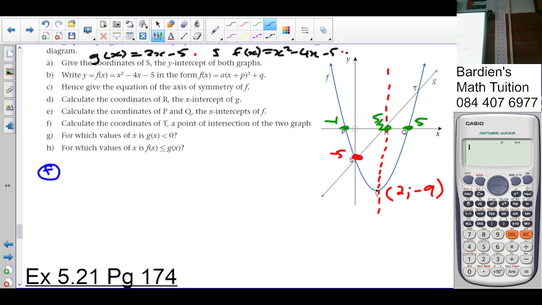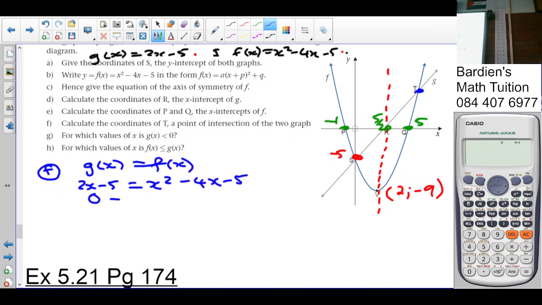Calculate the coordinates of T. What is T? T is the point of intersection of the two graphs. So what do we do? We set f of x equal to g of x. We're doing simultaneous equations.